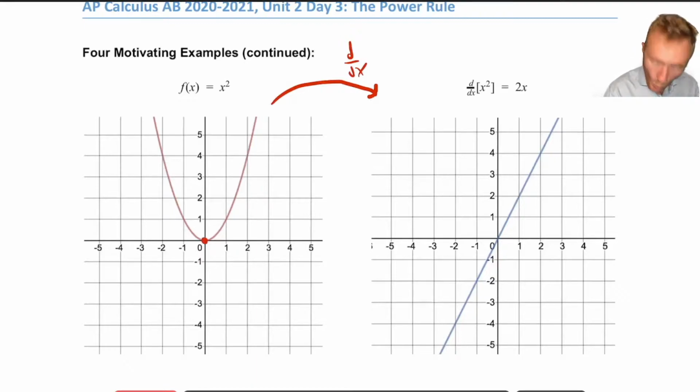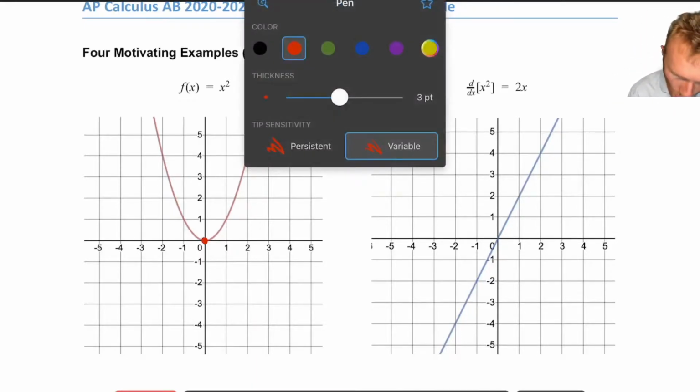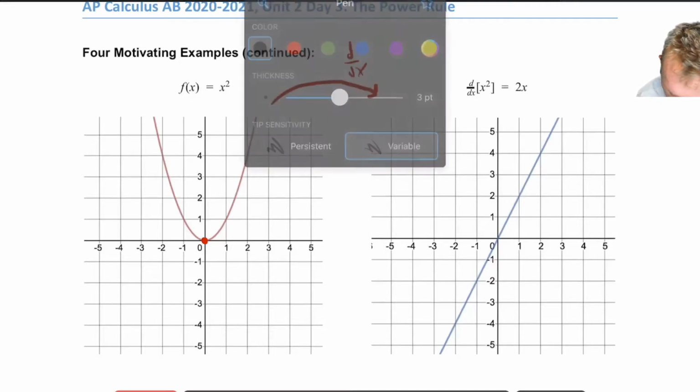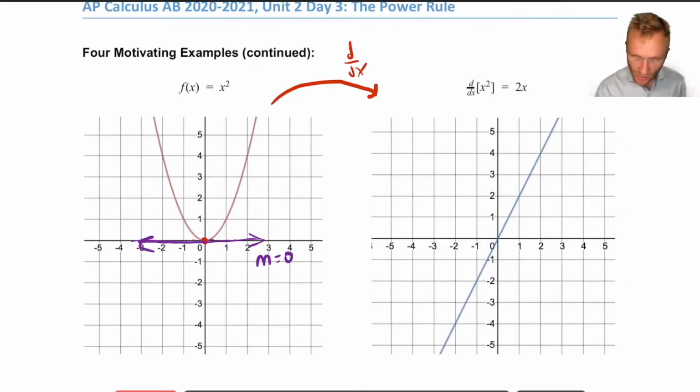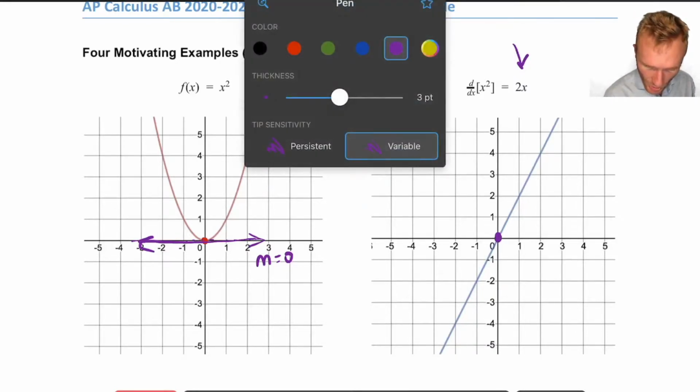So I take x squared. I look at when x is 0, the slope of my tangent line, I'll do this one in purple, this purple horizontal line here, you can barely see it, well, that slope is 0. If this function here on the right in blue is the derivative of the one on the left, well, when x is 0, 2 times 0 should be 0, and it is. And we can do that for any point on the function.